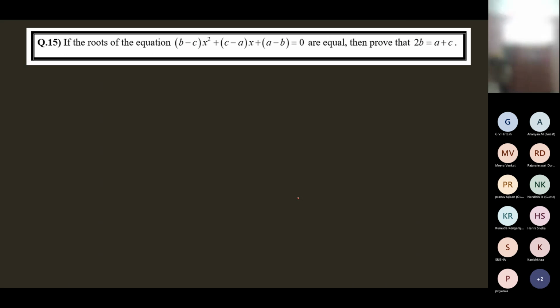Yeah. See this? Again, similar. If the roots of the equation are equal, then prove that 2b is equal to a plus c. So the last four, including this, are all similar questions. You have different quadratic equations given to you, and in all four, the roots are given to be equal. So that means D is equal to 0, b square minus 4ac is equal to 0. So working that, you should be able to prove the desired results.